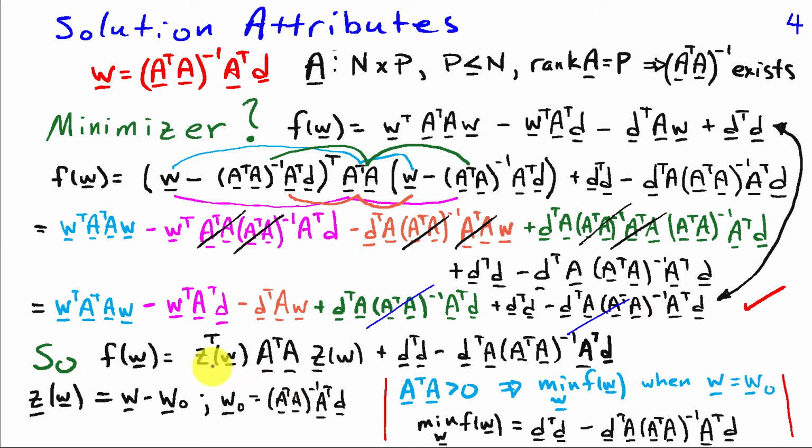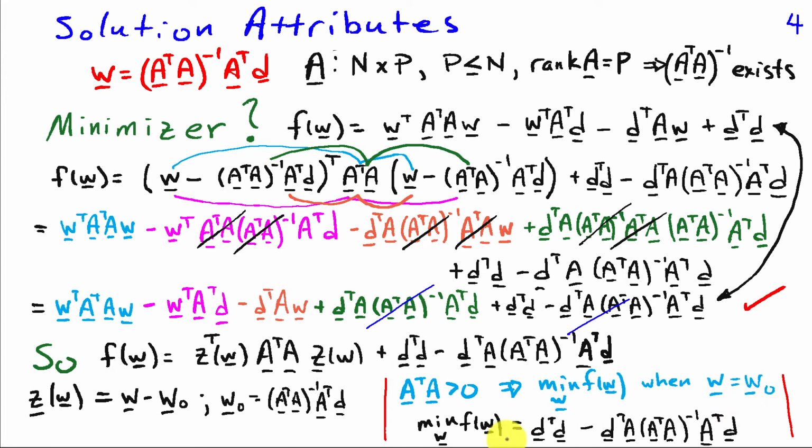So that means that this quadratic, Z transpose times A transpose A times Z, is always greater than or equal to 0. The only time it equals 0 is when Z is equal to 0. So for Z to be equal to 0, we have to set W equal to W0. So the minimum of f occurs when z equals 0, because any other value of z is going to make f larger because this term is positive. Therefore, my minimum happens when w is equal to w0, or w is exactly the solution we found. Therefore, we conclude that we do indeed get a minimum at this particular choice of w.